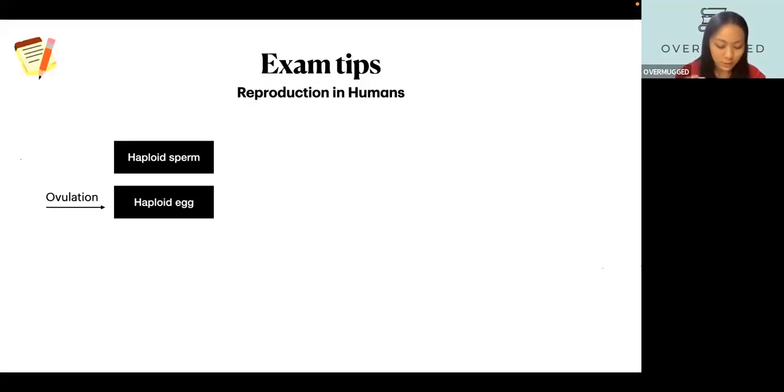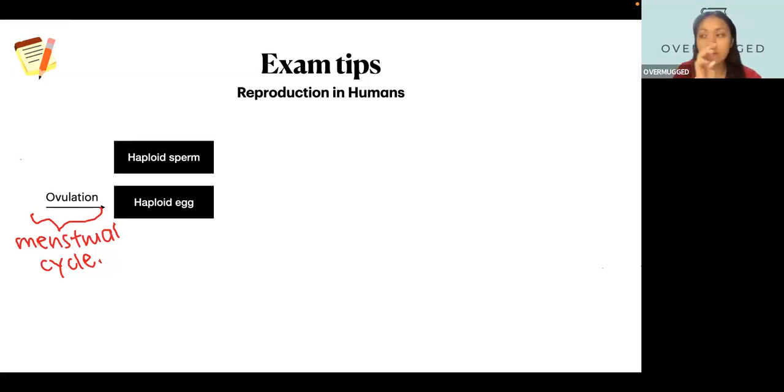And then how is the egg released in the human female body? It is through ovulation. So there is the whole menstrual cycle that you should know. Right, so the different days that you should know. Of course, day 1 to day 4 is your menstruation, and then another important day is day 14, ovulation. Okay, so usually that is 28 days.